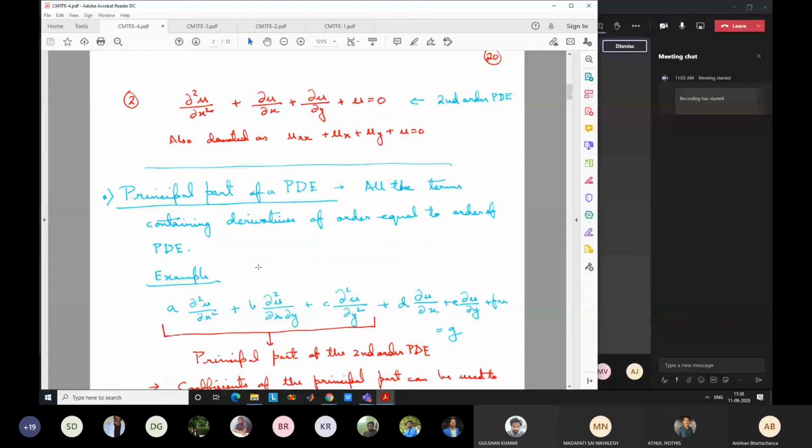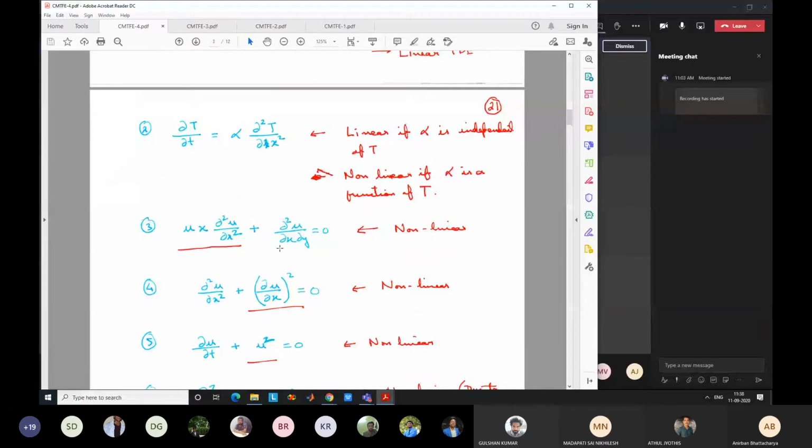Let us again take a look at a few examples just to refresh your memory. You might already know this from your mathematical methods course, which also covers PDEs in more depth than this class. BTech students have already studied them in some of their maths courses. So just to refresh our memory, let us take a look at this equation: u del square u del x square plus del square u del x del y equal to 0. Since this first term has a coefficient which is a function of u, it is a non-linear PDE.